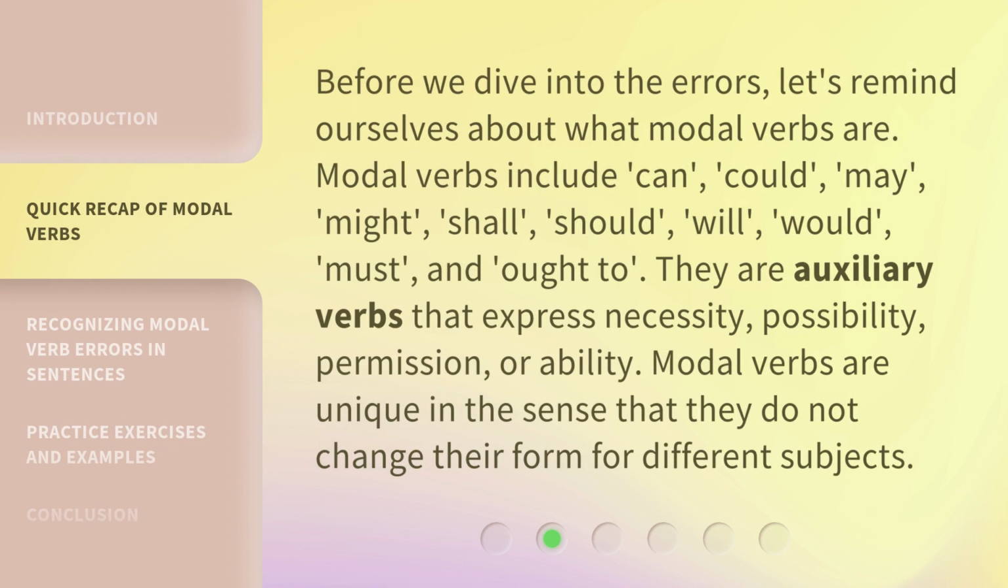Before we dive into the errors, let's remind ourselves about what modal verbs are. Modal verbs include can, could, may, might, shall, should, will, would, must, and ought to. They are auxiliary verbs that express necessity, possibility, permission, or ability. Modal verbs are unique in the sense that they do not change their form for different subjects.